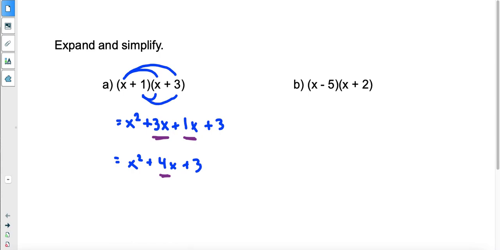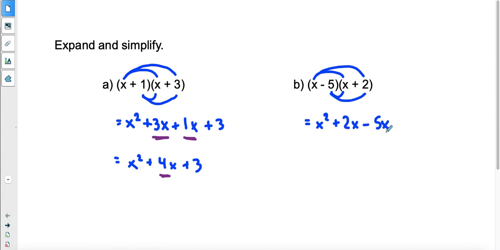Next one, x minus 5 times x plus 2. Again, we're going to do the exact same idea here. So I'm going to start with x times x. X times x is x squared. Next, 2 times x. 2 times x is 2x. Next, negative 5 times x. Negative 5 times x is negative 5x.